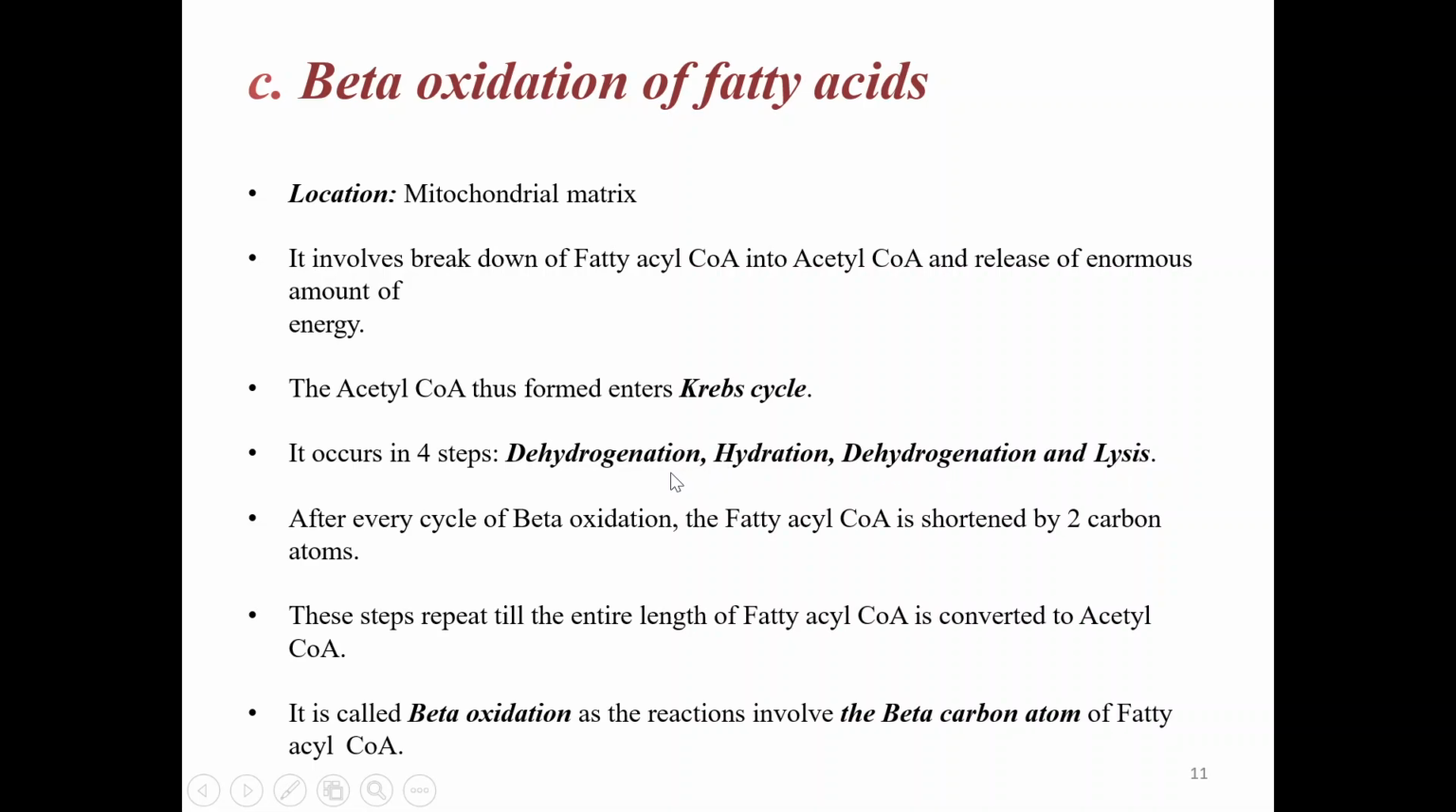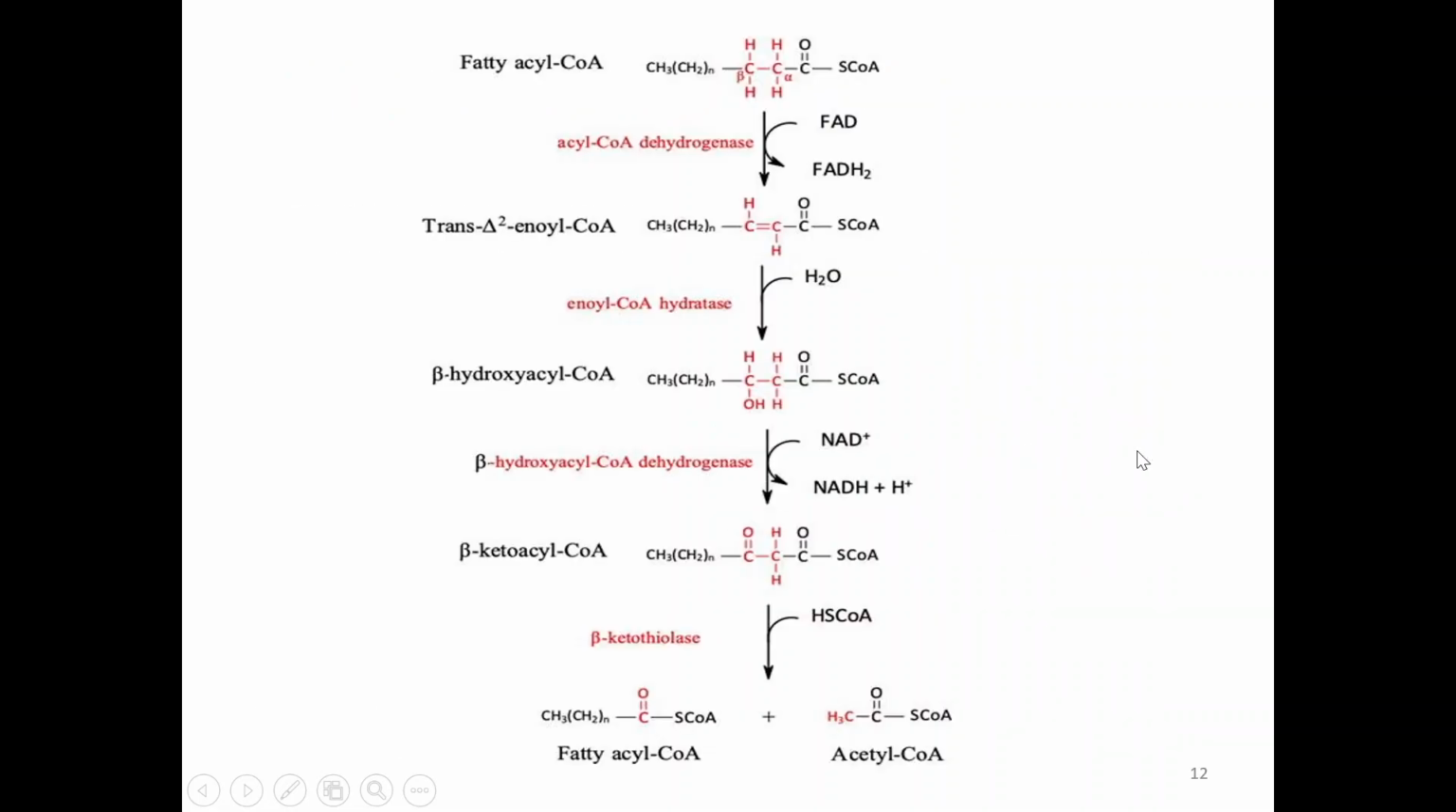So which are the 4 reactions? Dehydrogenation, hydration, dehydrogenation and the cleavage. Now coming to the reactions. This is fatty acyl CoA. In the first step, it undergoes dehydrogenation with the help of an enzyme acyl CoA dehydrogenase. All these are the 4 enzymes: acyl CoA dehydrogenase, enoyl CoA hydratase, beta hydroxyacyl CoA dehydrogenase, and then beta ketothiolase are the enzymes involved in the beta oxidation steps.